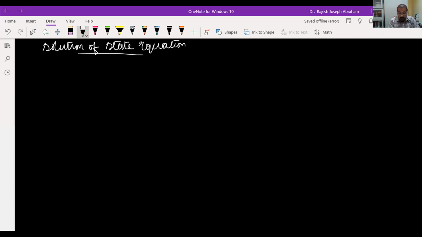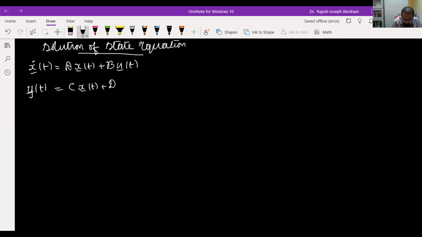So what's the state space model? x dot equals Ax plus Bu, and y equals Cx plus Du. Let these be equation 1 and equation 2. What do we mean by solution of the state equation? We need to find x of t. That is what we mean by solution of the state equation x dot: we need to find an expression for the state x of t.